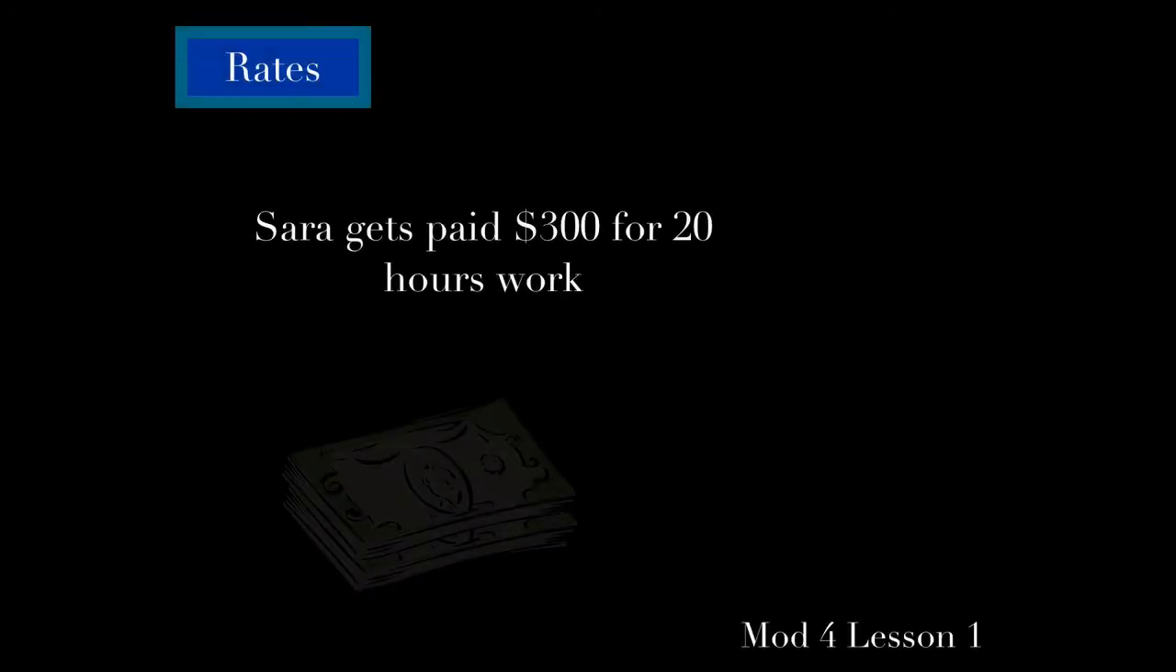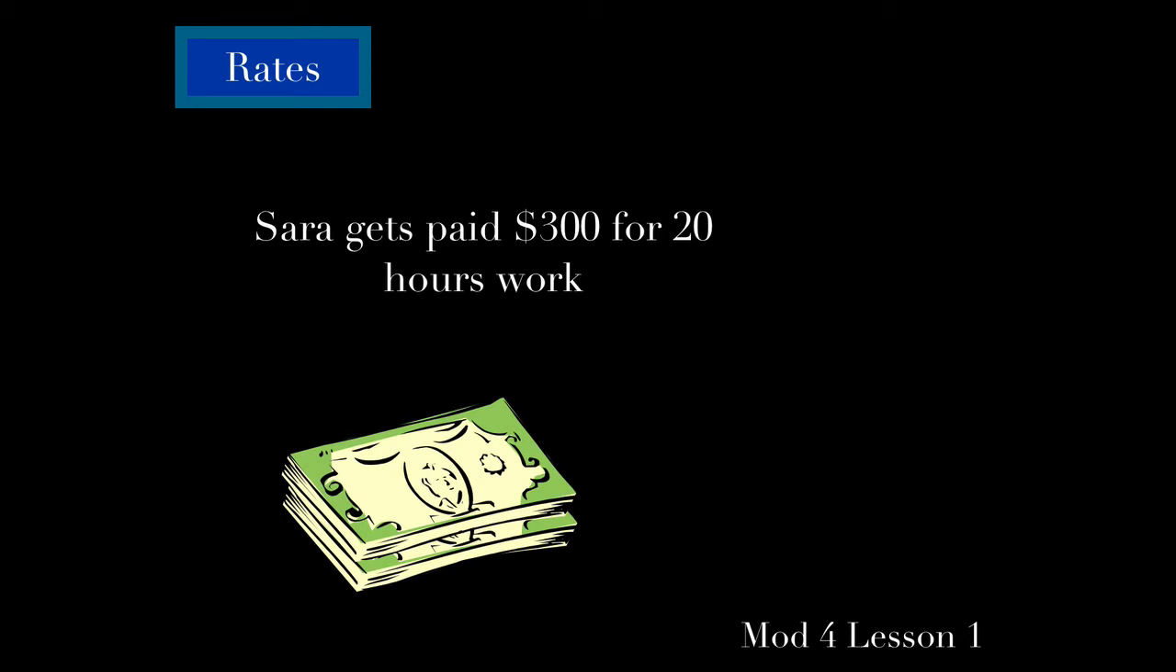Okay, another example. Let's say we've got a girl named Sarah, and she's getting paid $300 for 20 hours of work. So that would be 300 dollars, right? Dollars are what we're comparing to hours. How many dollars per hour? So you've probably heard things like miles per hour or inches per day, like when we're talking about snow, right? These are all called rates.